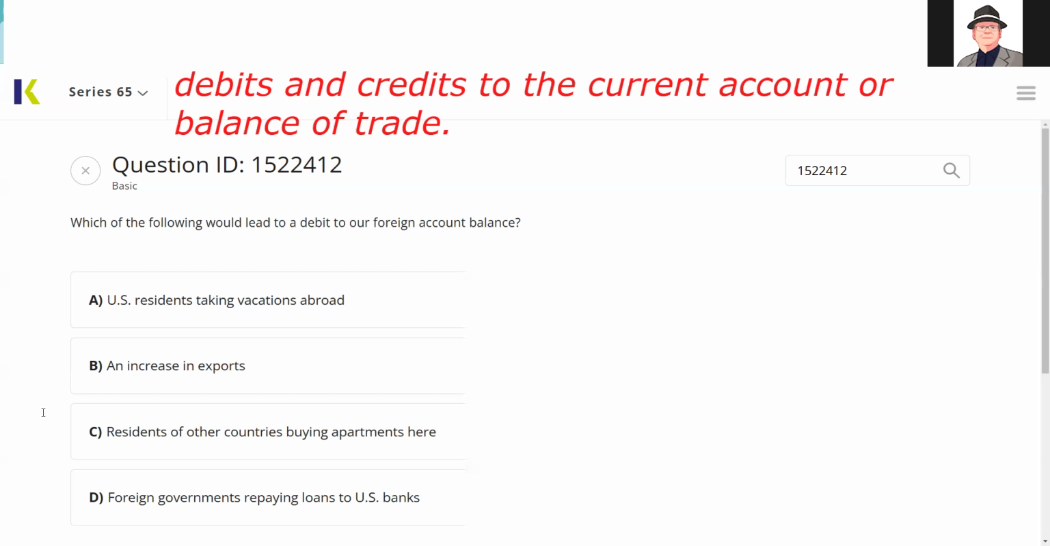Foreign governments repaying loans to banks. So here they're going to have to turn their foreign currency into US dollars, right? So debits are US dollars going out, credits are foreign currency coming in. And so the foreign currency here is going to be turned into the dollars and coming in to the US, right? So that's money coming in. That's kind of like a credit to our checking account, if you will, our balance of trade.